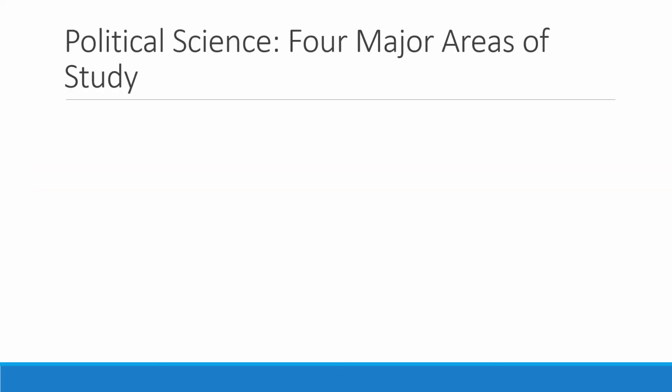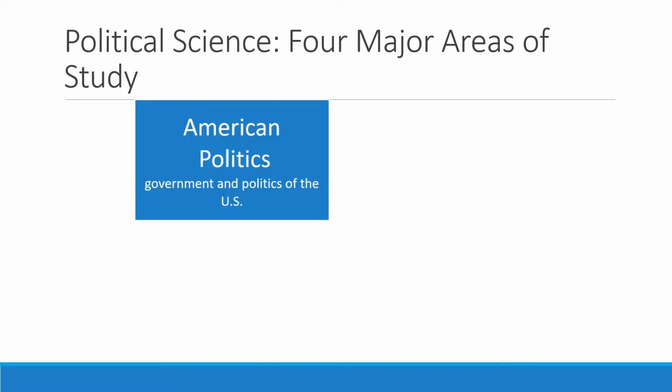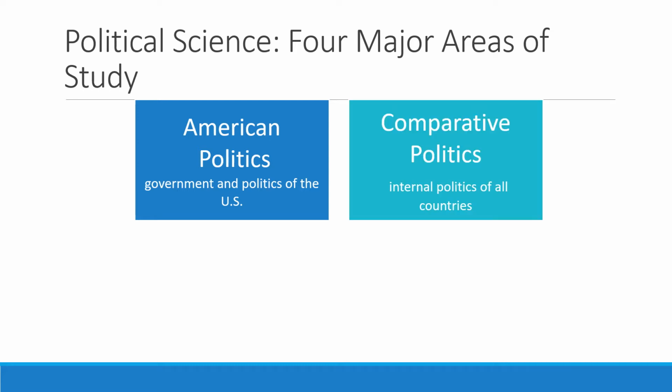To start off with, let's look at political science as a discipline. Poli-sci, as it is often called, is divided into 4 basic subfields of study. The first one is American politics, and that includes courses and research projects that have to do with the government and politics of the United States. The second subfield is comparative politics. Comparative politics looks at the internal politics of all different countries around the globe.